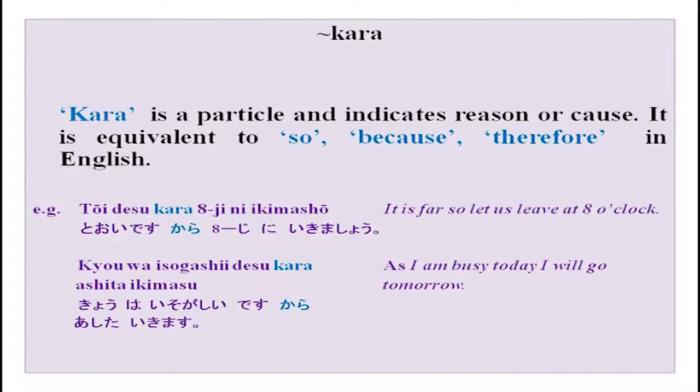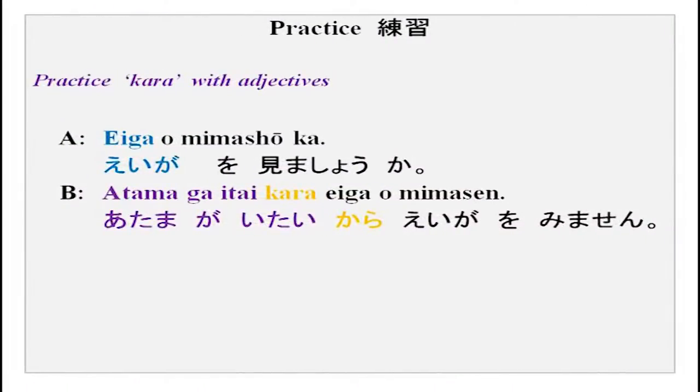So, I over here is not mentioned. Well, you can practice kara now. Eiga o mimashō ka? So, atama ga itai kara, eiga o mimasen. How to use I adjectives with kara. Atama ga itai kara, eiga o mimasen. Itai is, it is hurting, I have a headache. So, atama is head, it is atama ga itai kara, eiga o mimasen.